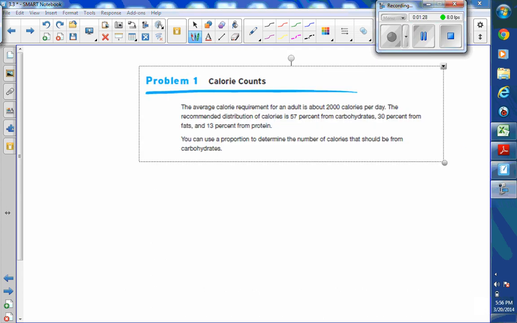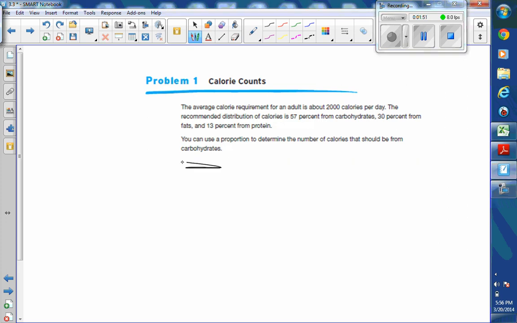Okay, problem 1, calorie counts. The average calorie requirement for an adult is about 2,000 calories per day. The recommended distribution of calories is 57% from carbohydrates, 30% from fats, and 13% from protein. You can use a proportion to determine the number of calories that should be from carbohydrates. So we're going to start with carbohydrates and work from there.